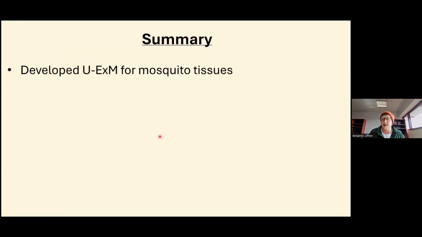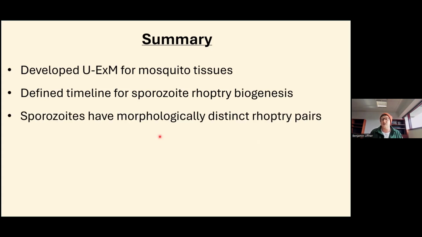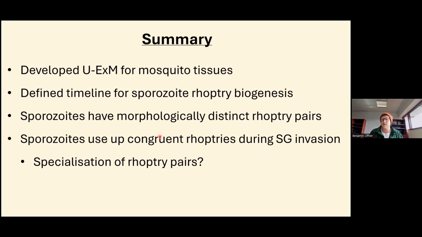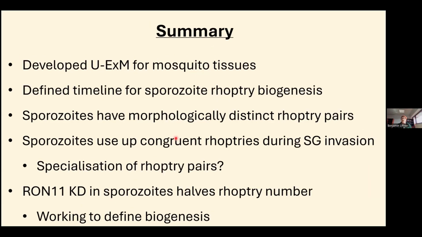So just to finish with a few key points: firstly, we developed expansion microscopy for mosquito tissues, which was a fun technical task. We defined a timeline for sporozoite rhoptry biogenesis, and we showed that sporozoites have morphologically distinguishable rhoptry pairs, with a congruent pair, we think, getting used up during salivary gland invasion. To us, this suggests that these rhoptry pairs may be specialized for these two different invasion events. As of yet, however, we don't know if they carry fundamentally different cargo, i.e., are they qualitatively different, or do they just look different? And finally, like its knockdown in falciparum merozoites, RON11 knockdown in sporozoites halves rhoptry number, with ongoing work to find out when and how this defect occurs in rhoptry biogenesis.